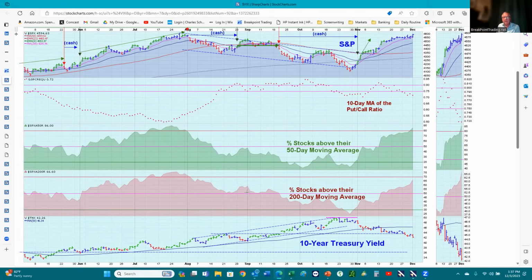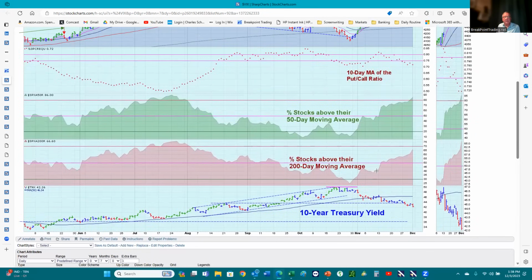Okay. 200-day has not got there yet. So in this case, both of them made it up there at nearly the same time. So that was a definite indication that a top was near. But we still have some room to go right now.